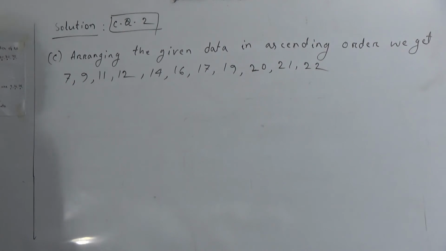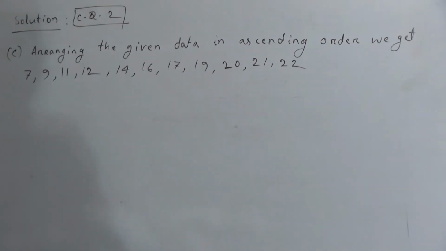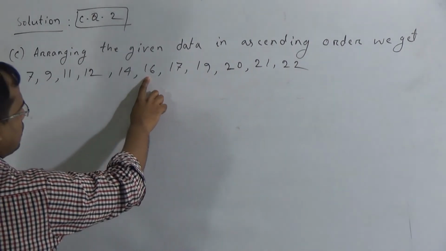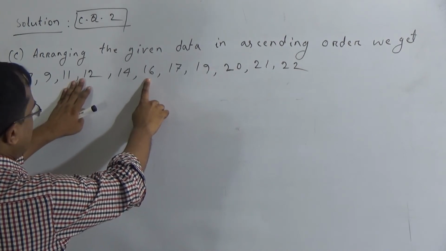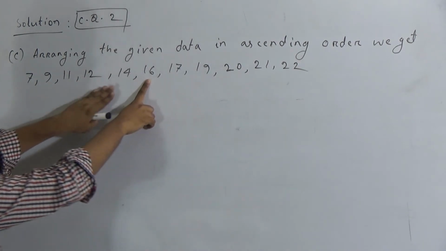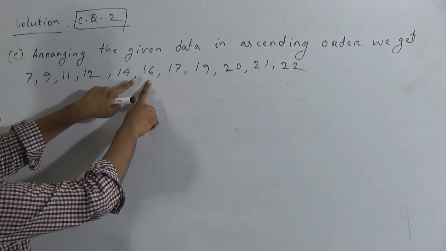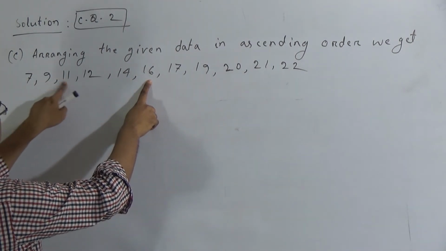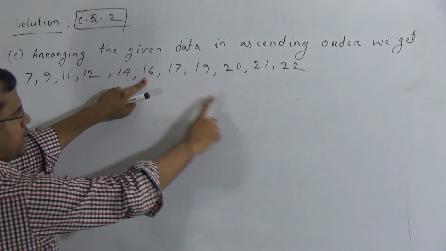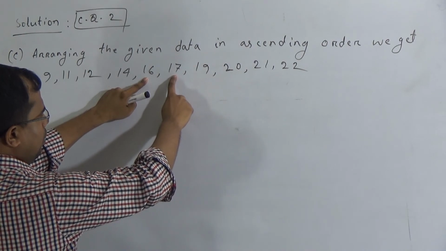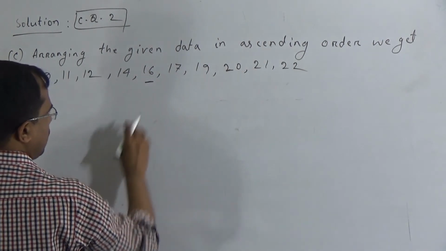Now we will find out the median. Median means the middle term. Here 16 is the middle term because on the left side of 16 there are 5 data: 1, 2, 3, 4, 5. And on the right side of 16 also 5 data exist. That means it will be the median.